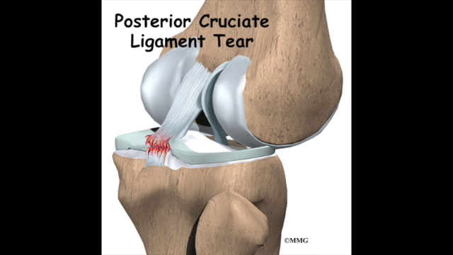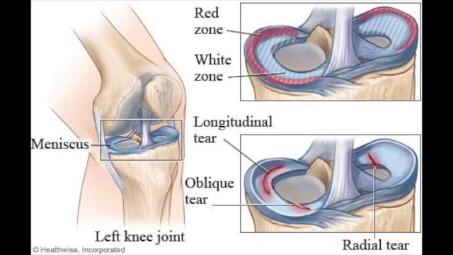Meniscal tears. The mechanism is degenerative or acute. Could be axial loading and rotation, such as squatting, twisting, compression, or trauma with femur rotation on the tibia. And note, for meniscal tears, medial is 3 times more common than lateral, and the medial meniscus is actually much larger than the lateral meniscus.